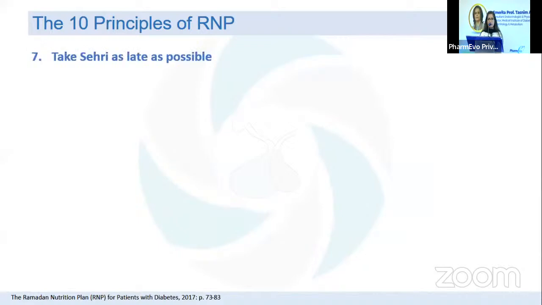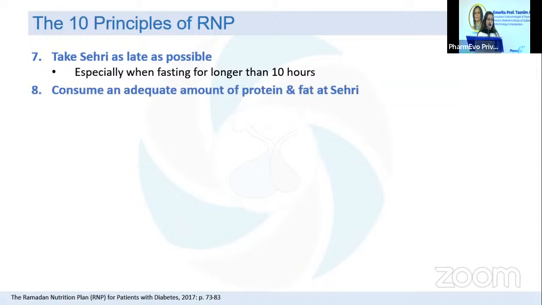There is a problem of lack of sleep in Ramzan, so many people try to eat much early to avoid waking up for sehri. Consume an adequate amount of protein and fat because they have lower GI value, no immediate effect on postprandial blood glucose, and they induce satiety better.